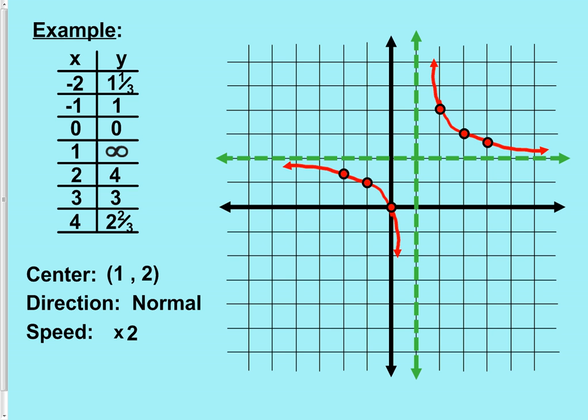Based upon this information, we ought to be able to construct an equation. Y equals, the numerator should reflect the speed. Our speed is twice as fast, so that's a 2. The denominator should have x minus the h value of the center of our hyperbola. Our center is at 1, so our denominator is going to say x minus 1. And outside of that fraction, we should have plus the k value of our center, and that is positive 2. So our equation is y equals 2 over x plus 1 plus 2.